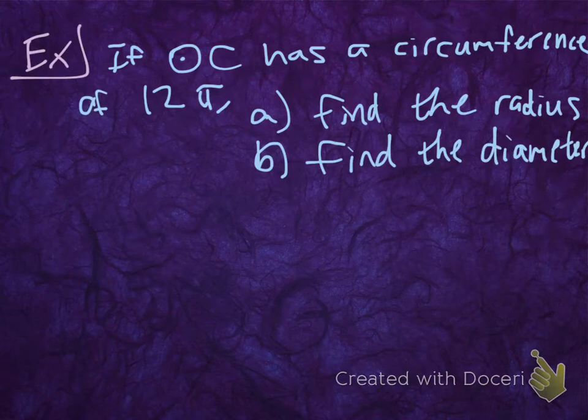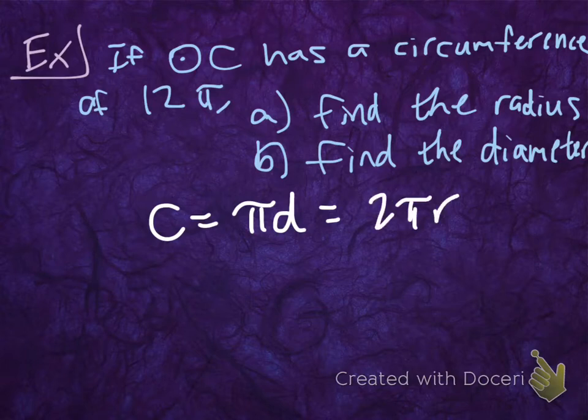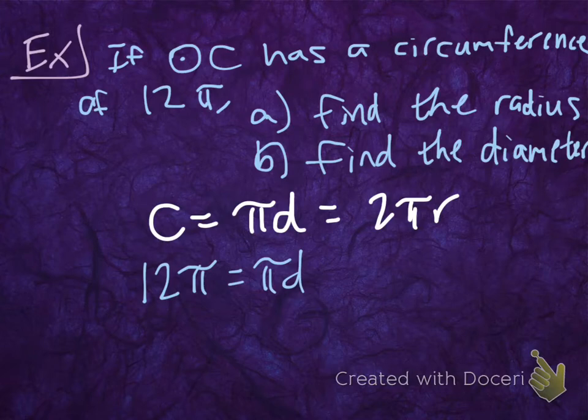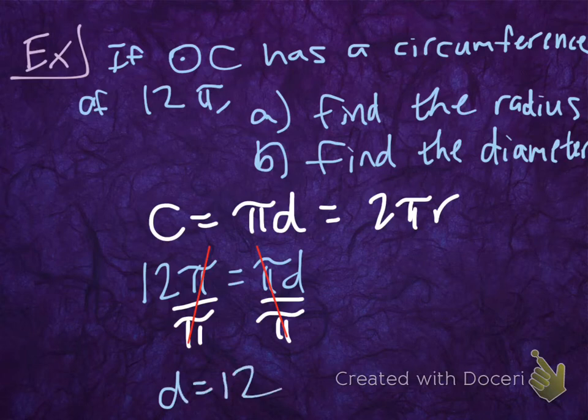So circle C has a circumference of 12 pi. Well, again, the circumference is just pi times diameter, or 2 pi r, depending on which one you prefer. So if I know that the circumference is 12 pi, and I'm trying to find the diameter, well, I just divide both sides by pi, and I get the joy of canceling. And I'm left with d equals 12.